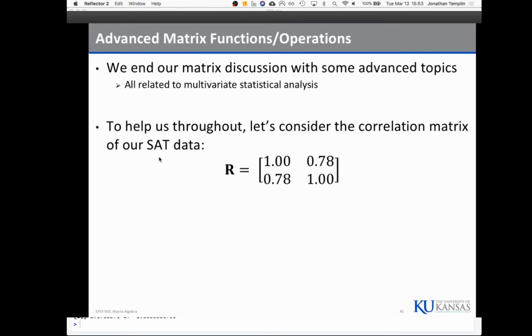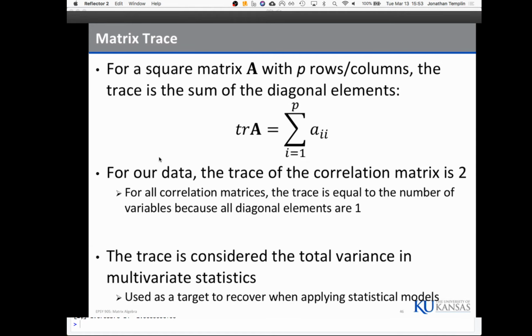We're going to end our discussion about matrices with some advanced topics. All of these are related to statistical analysis. Let's imagine here we have a correlation matrix of our SAT data. We saw this before. You can actually compute it yourself if you want. We have ones down the diagonal, and 0.78 is the correlation. So that's a correlation matrix. It's square. It's symmetric. How many rows? How many columns? All right, you passed.